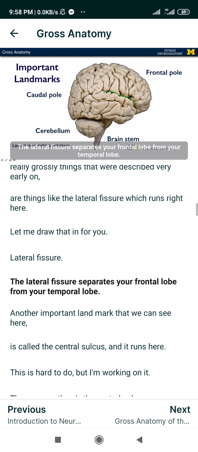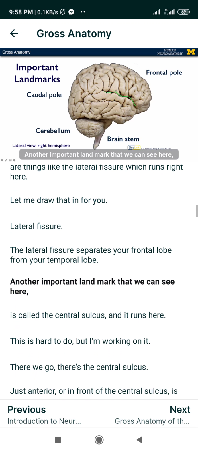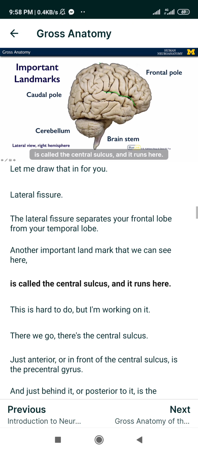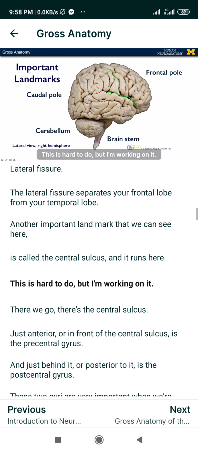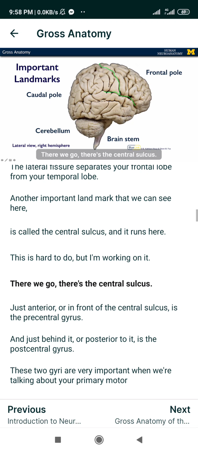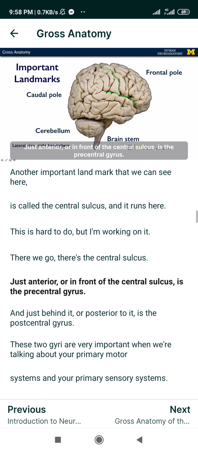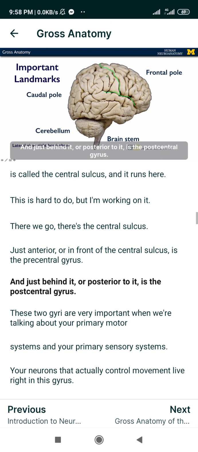The lateral fissure separates your frontal lobe from your temporal lobe. Another important landmark that we can see here is called the central sulcus, and it runs here. This is hard to do, but I'm working on it. There we go. There's the central sulcus. Just anterior or in front of the central sulcus is the pre-central gyrus, and just behind it or posterior to it is the post-central gyrus.